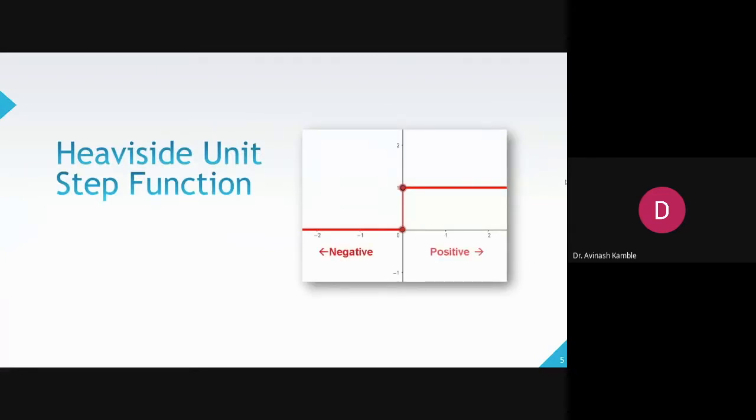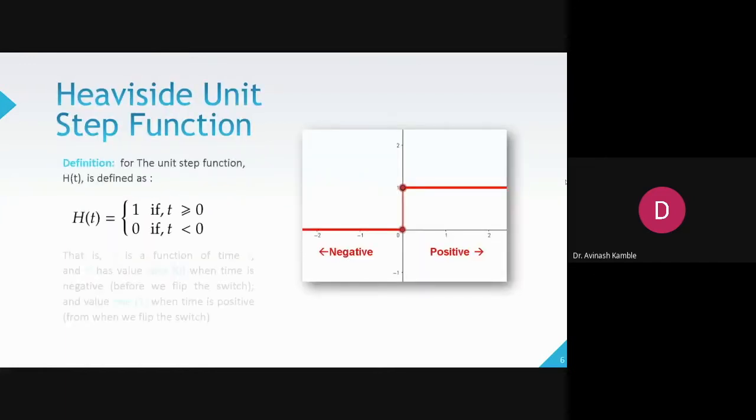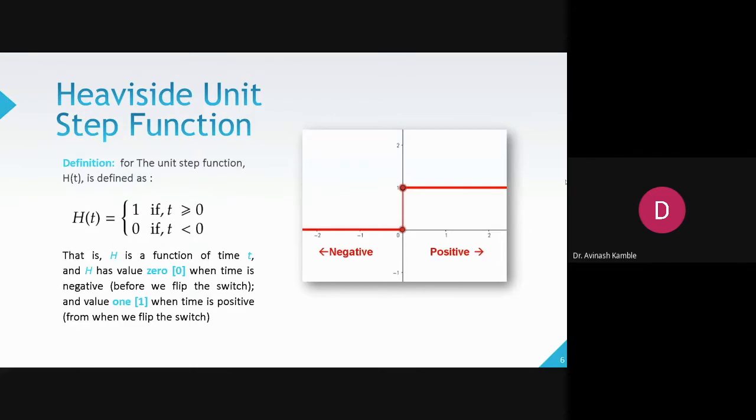The very basic and simple idea behind the Heaviside unit step function is that in its graphical representation, the value is 0 for all the negative arguments and 1 for all the positive arguments. Now, let's go forward and take a look at its definition. The Heaviside unit step function is defined as h of t is equal to 1 if t is greater than or equal to 0, or h of t is equal to 0 when t is less than 0. That is, h of t will be 0 when time is negative and h of t will be 1 when time is positive.